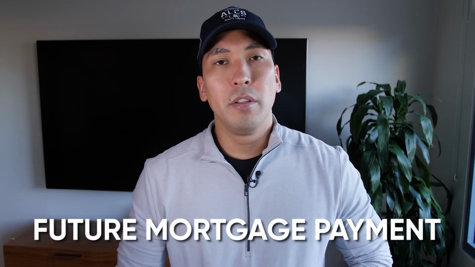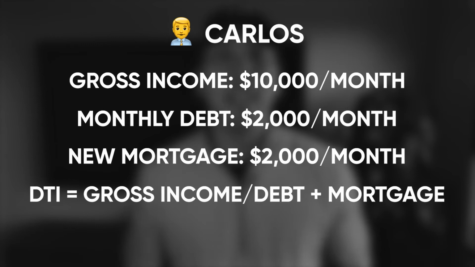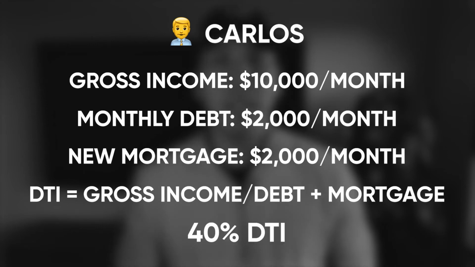Now, the other part that makes up the DTI is going to be the future mortgage payment. So let's say Carlos's new mortgage is going to be $2,000 a month. So as a lender, we're going to take his monthly consumer debt plus the new mortgage payment of $2,000. So we have a combined total of $4,000. Divide that by his $10,000 a month gross income. We're at a 40% DTI. That's a good ratio. He should be able to qualify, assuming he meets all the other requirements to purchase a house.